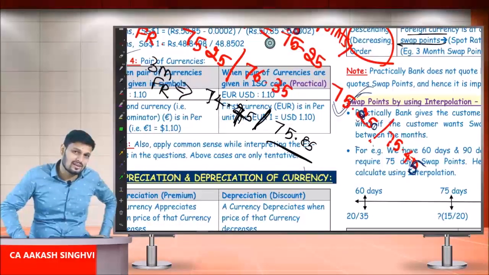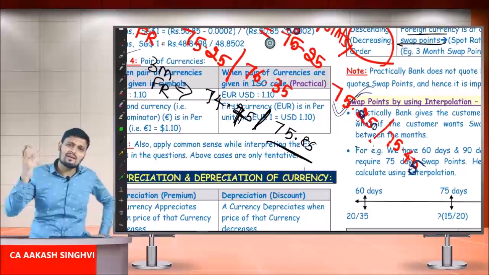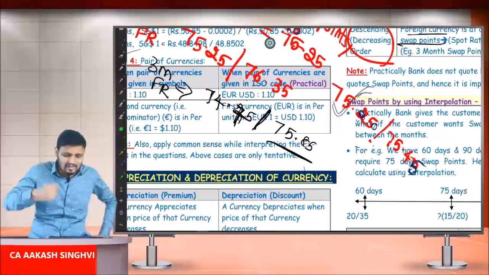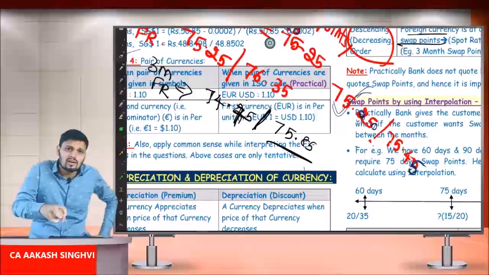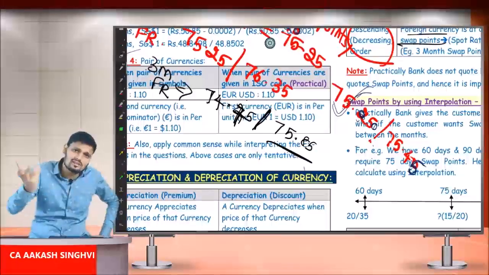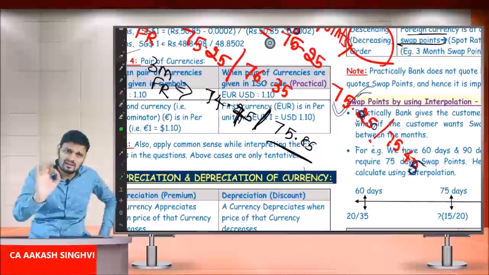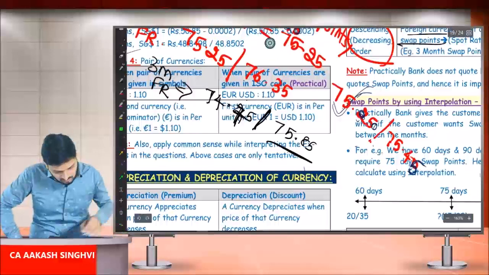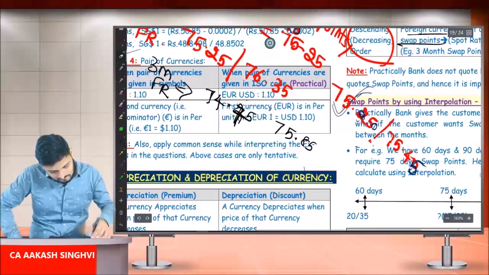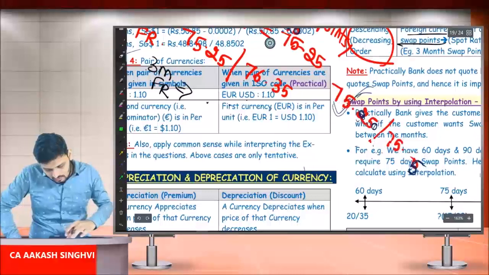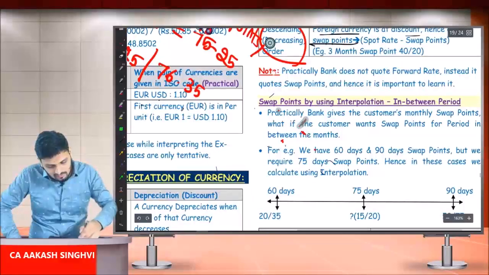If it is given in ascending order, we have to add. That's it. It's a logic given by the banks themselves. We cannot explain it conceptually. The logic is already given by the bank. Whenever it is in ascending order, add it. Descending order, decrease it. Okay, done. So now let's go to the next concept.